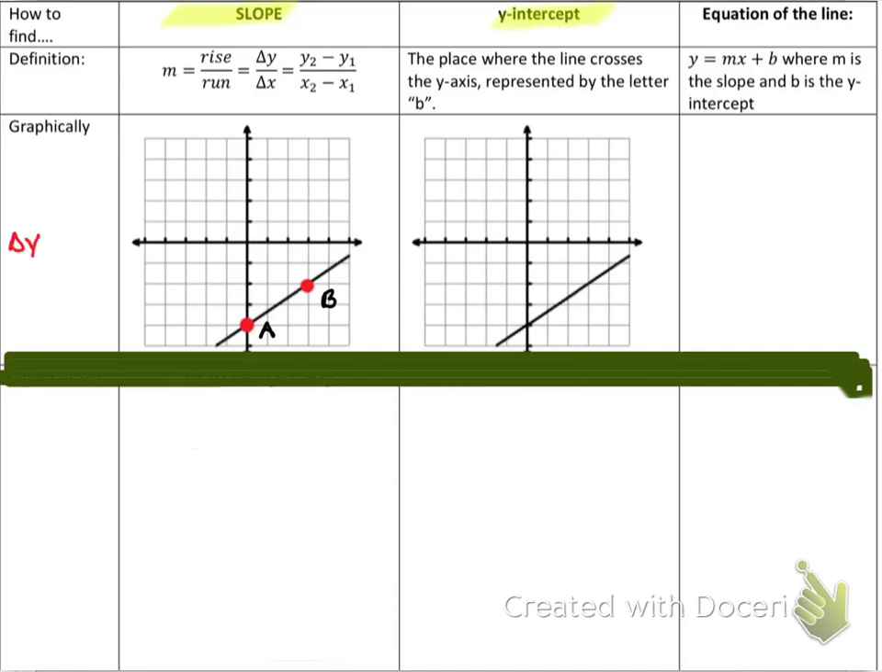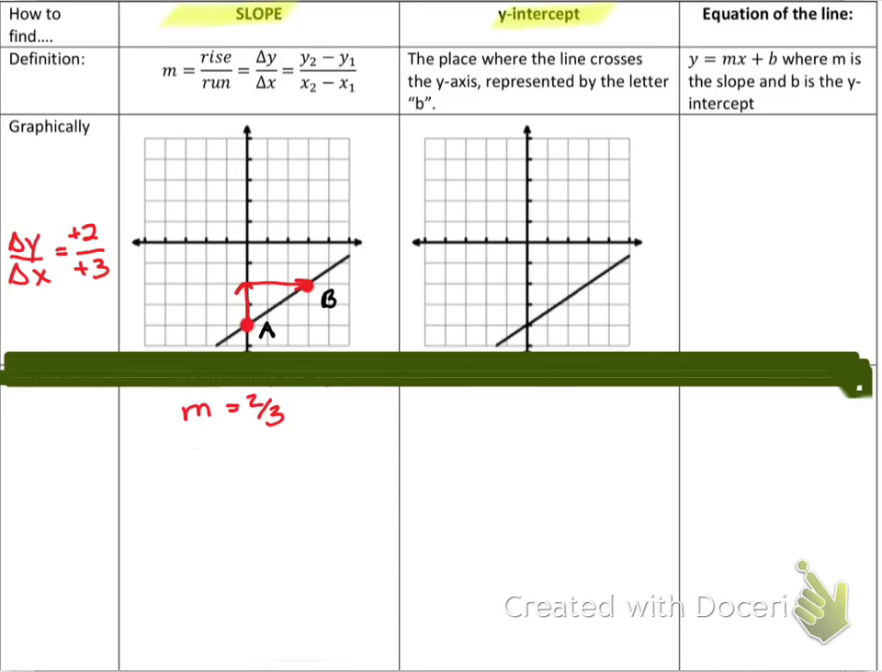Well, remember, the definition of slope is the change in your y value over the change in your x. So to get from A to B, first I have to go up 2 units, that's positive 2, and then I have to go to the right 3 units, that's positive 3. So that means the slope of this line is 2 over 3, or 2/3.